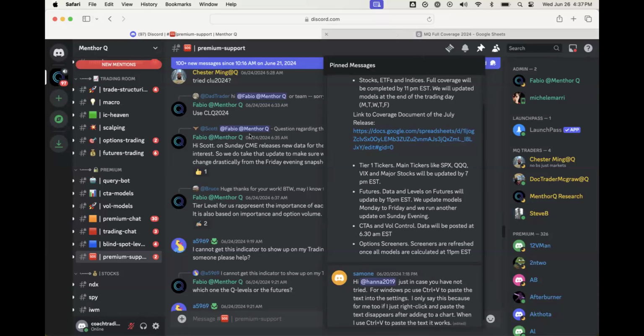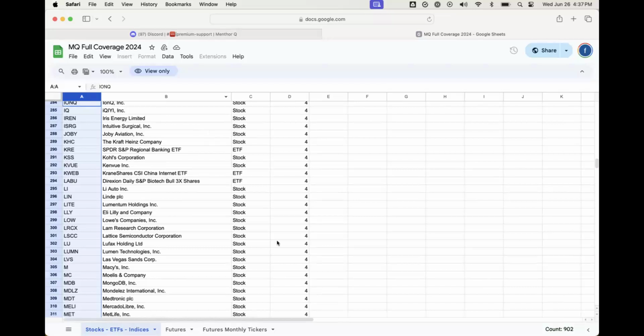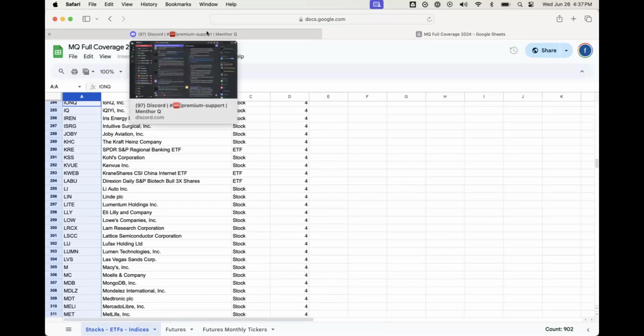As I said, we are going to increase coverage. So as of July, we are going to have over 1,000 assets between stocks, ETFs, indices, and futures. So just bear with us for a few more weeks, and we'll cover all the stocks that you guys requested.